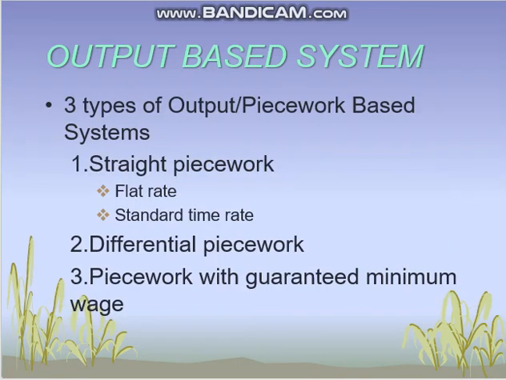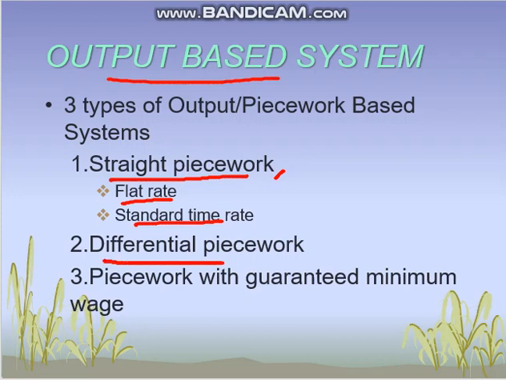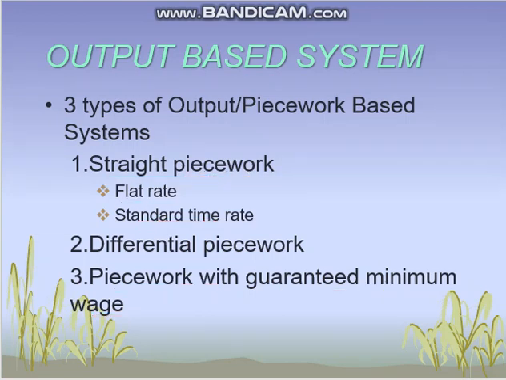Okay, so here for the output based system, we have 3 types. Number 1 is straight piecework, which we name as flat rate or standard time rate. It means that it is a standard: however many units we produce, we just times, just like I gave an example before. Number 2, we have differential piecework. The third one is piecework with guaranteed minimum. We will come back afterwards for further explanation.